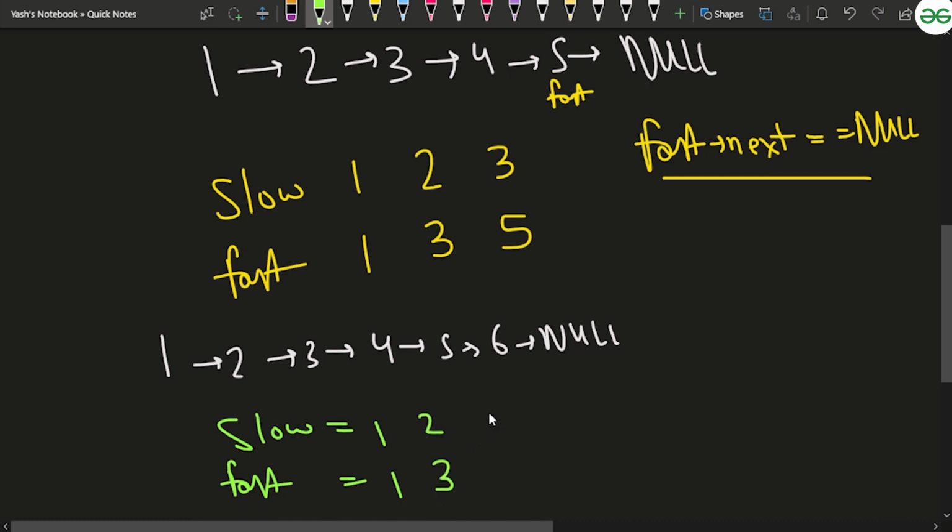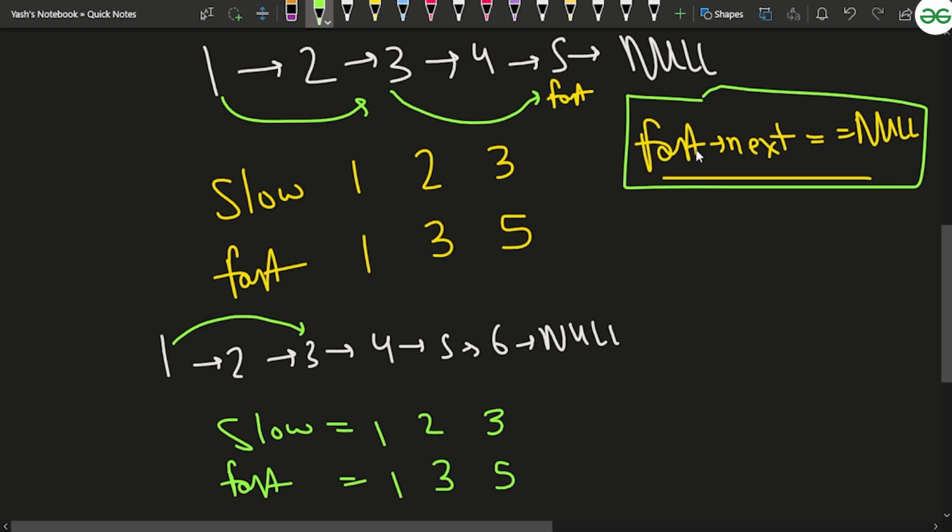Then what happens in the next step? Slow moves by 1, fast moves by 2, right? So from this 1 it reaches 3, right? Earlier it reached from 1 to 3 and 3 to 5, right? And it could not move further, because if fast next is equal to null, then I cannot move, right? And that means that I should return 0. In this case you will see that from 1 it moves to 3, from 3 it moves to 5, and from 5 can it take one more step? Yes, it can take one more jump, right? It can move to 6, it can move to null. So in this case slow will move to 4 and fast will move to null, right?